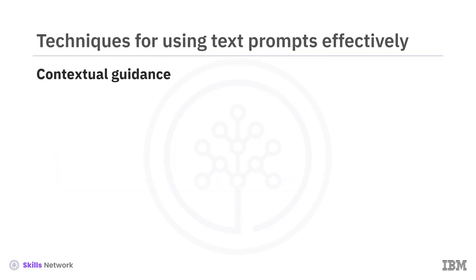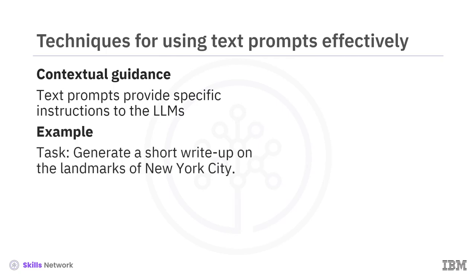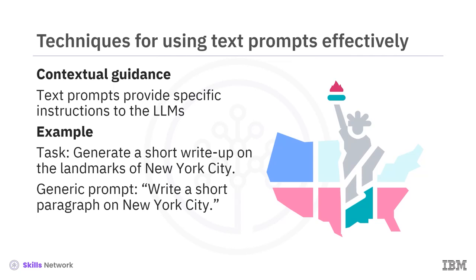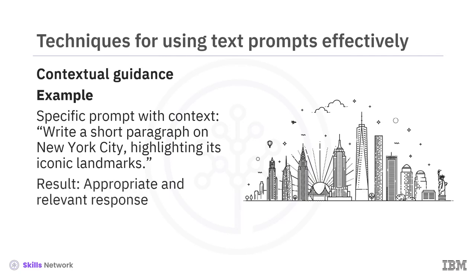Contextual guidance is a technique using which text prompts provide specific instructions to the LLMs to generate relevant output. For example, if you'd like the model to generate a short write-up on the landmarks of New York City, a prompt like "write a short paragraph on New York City" would yield a generic response that might not cover what you want. On the other hand, a more specific prompt like "write a short paragraph on New York City," highlighting its iconic landmarks, would generate a more appropriate output because of the context included in the prompt.